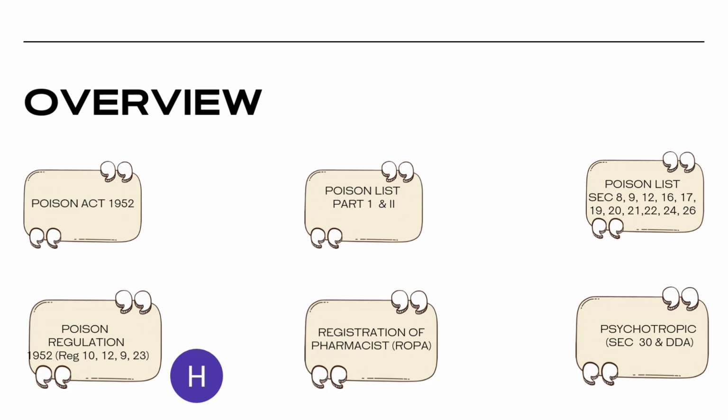The first one, Poison Act 1952, the difference between the poison list Part 1, A, B, C, and D, and then Part 2, the poison list, Sections 8, 9, 12, 16, 17, 19, 20, 21, 22, 24, and 26, and the Poison Regulations 10, 12, 9, and 23. Then there will be some of the registrations of the pharmacist roles and positions, and the last one is the psychotropic Section 30 and the Dangerous Drugs Act, DDA.